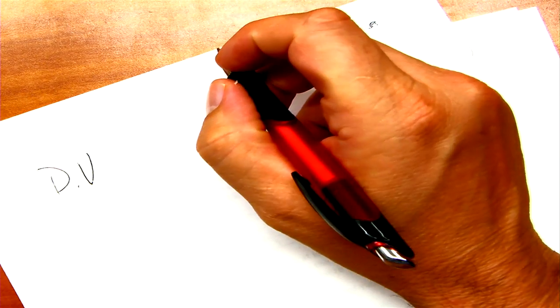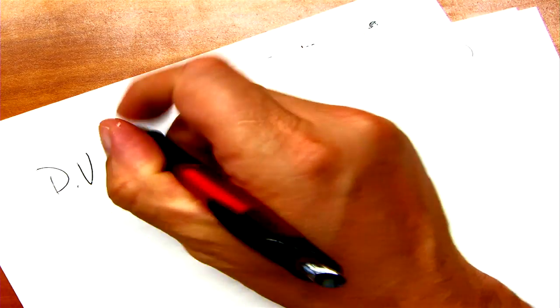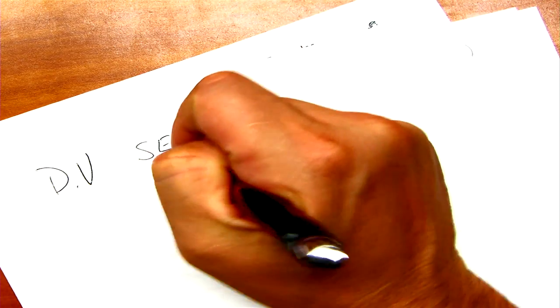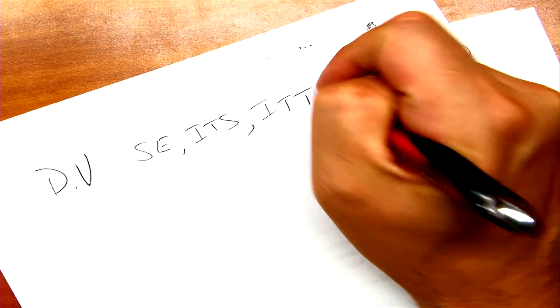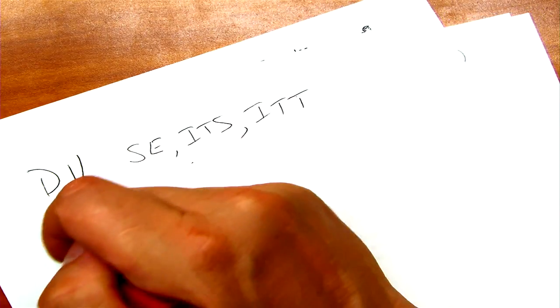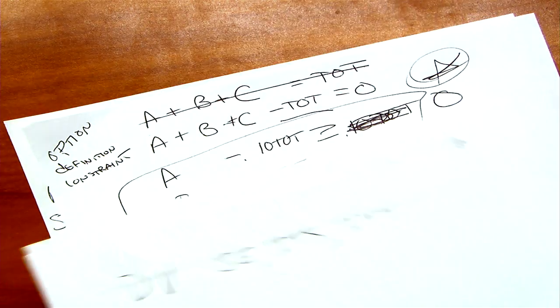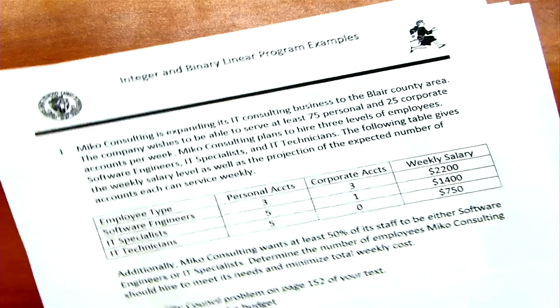Okay, so what are my decision variables? What would you say my decision variables are at Miko Consulting? Yes? Number of engineers that hire, specialists that hire, and technicians that hire. Very good. So number of software engineers, IT specialists, and IT technicians. At Miko Consulting, what are we trying to optimize? What are we trying to optimize here?